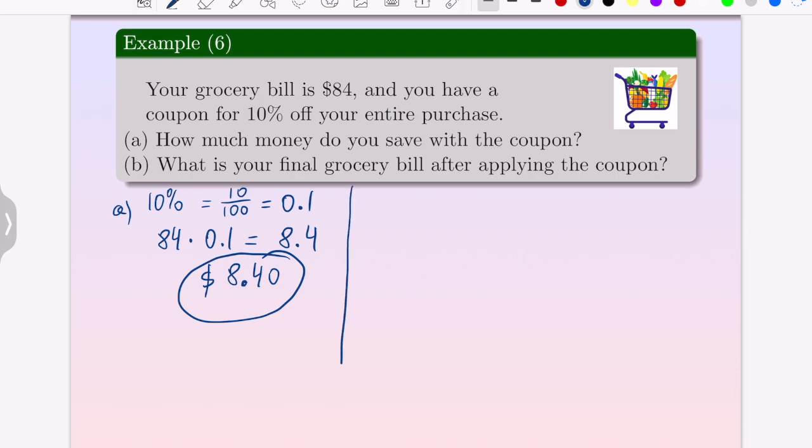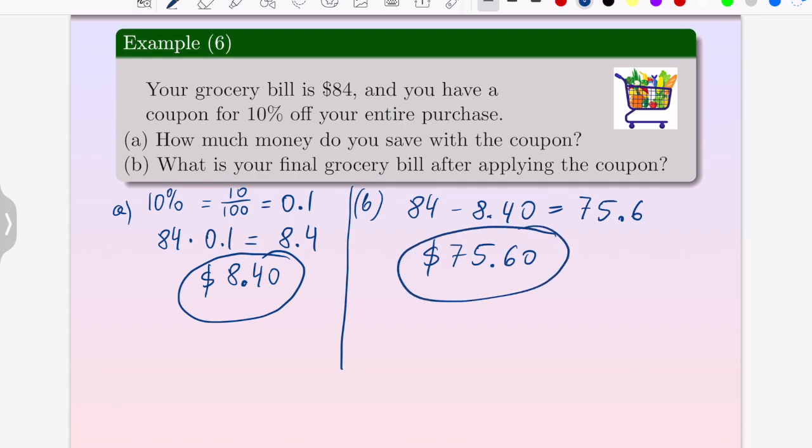And part B, what is your grocery bill after the coupon? So original was 84, you save $8.40, so we have 84 minus 8.40, and that should give us 75.60. So after applying the coupon, you're gonna pay $75.60.